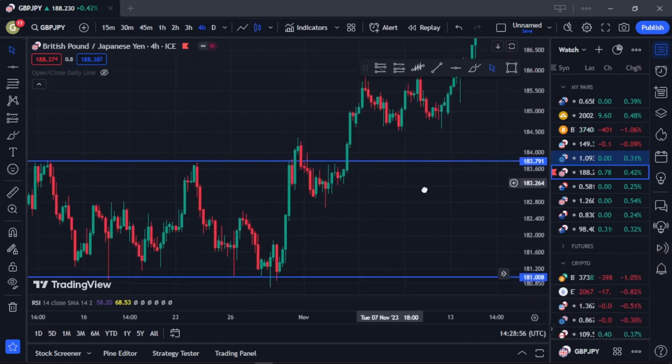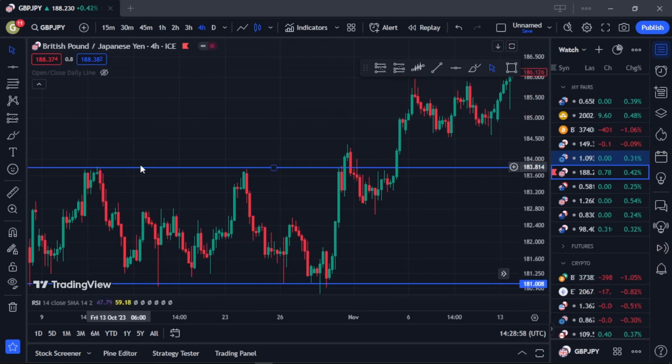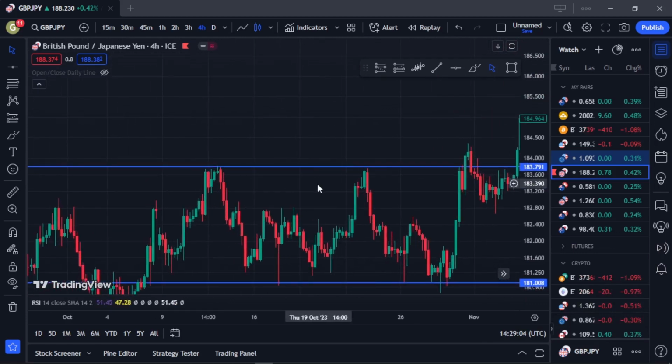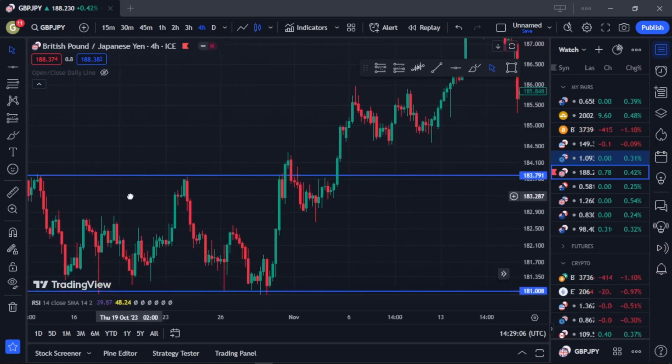So you can see it clearly here. You can see that this is a resistant level. The reason it's called a resistant level is because the market couldn't break over it for a while before it eventually did. So for here now, I'm not going to mark this as my support level.